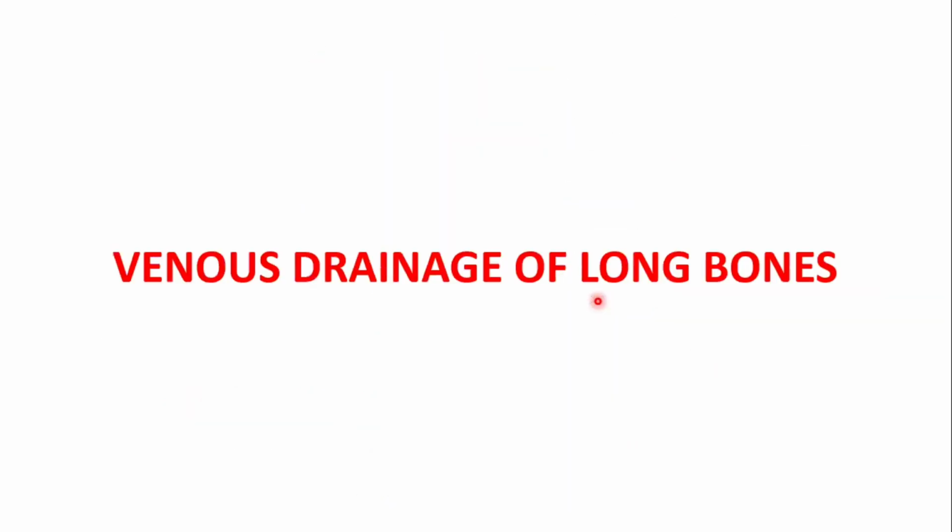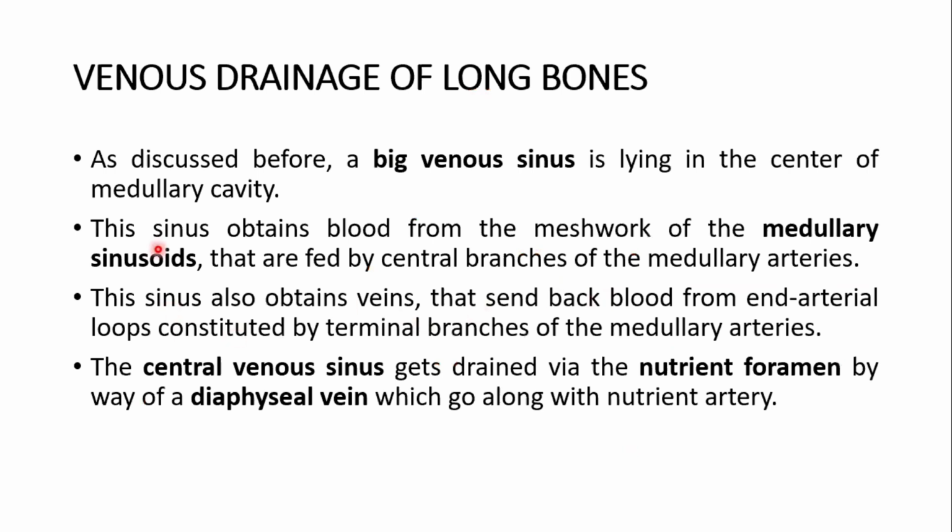Now, the venous drainage of the long bones. As discussed before, a big venous sinus is lying in the center of the medullary cavity, and the sinus obtains blood from the meshwork of the medullary sinusoids that are fed by central branches of the medullary arteries. This sinus also obtains veins that send back blood from end-arterial loops constituted by the terminal branches of the medullary arteries. The central venous sinus gets drained via the nutrient foramen by way of the diaphyseal vein, which goes along with the nutrient artery.